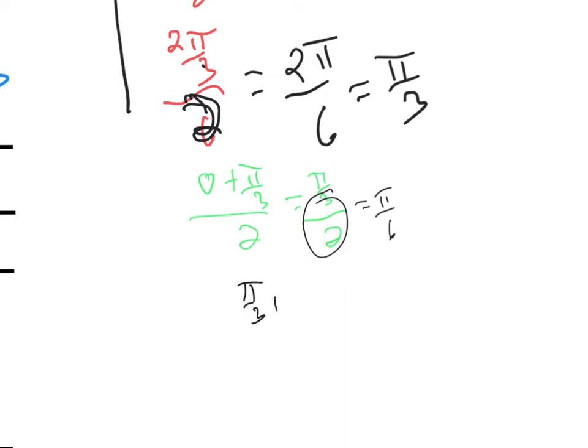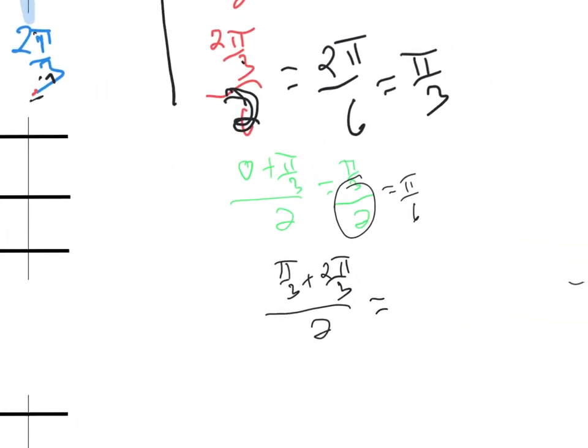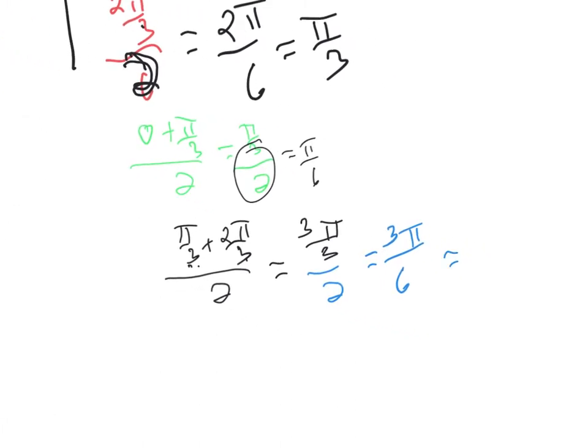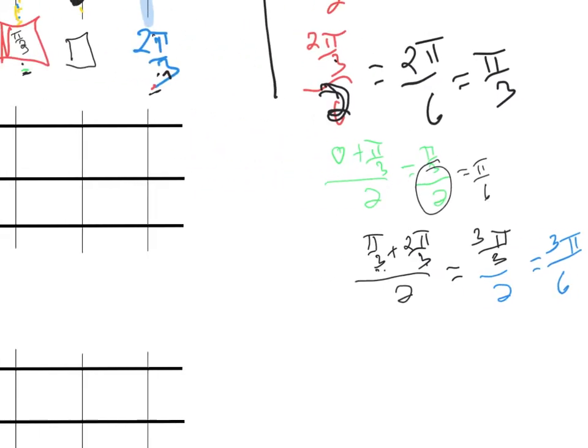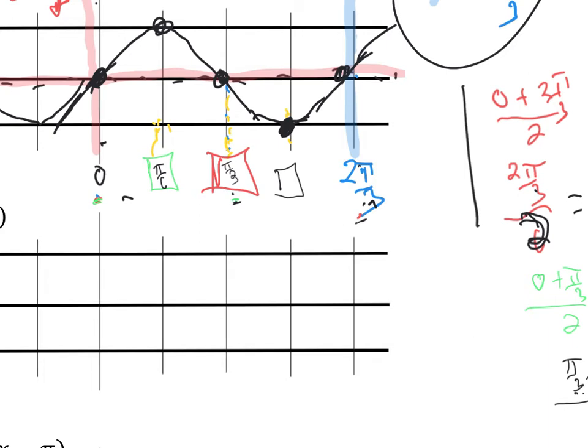Pi over 3 plus 2 pi over 3 divided by 2. Those were the numbers, right? 2 pi over 3? Yes, they were. Since the denominator is already the same, that adds up to 3 pi over 3. All of that is divided by 2. Watch the magic. 3 pi over 6. Well, that reduces to pi over 2. So here goes. Pi over 2.